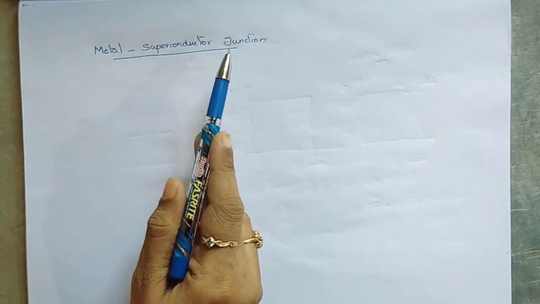Good morning, students. In the last class, we have taught about BCS theory of superconductor. In this class, we will discuss about the Josephson effect and tunneling. Before going into detail of the Josephson effect and tunneling, we need to understand the behavior of the junction between the superconductor and the normal material. That is the metal superconductor junction.